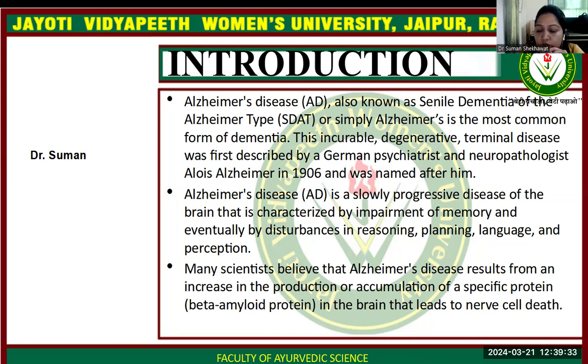Alzheimer's disease is a slowly progressive disease of the brain that is characterized by impairment of memory and eventually by disturbance in reasoning, planning, language, and perceptions. Many scientists believe that Alzheimer's disease results from an increase in the production or accumulation of a specific protein, beta amyloid protein, in the brain that leads to nerve cell death.